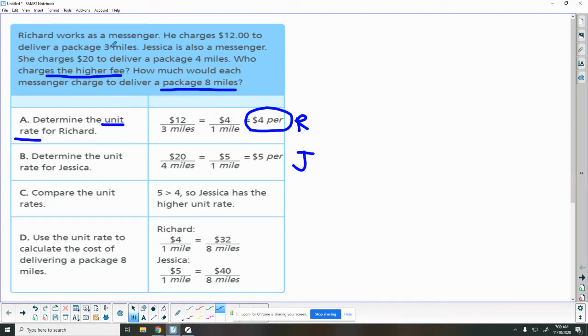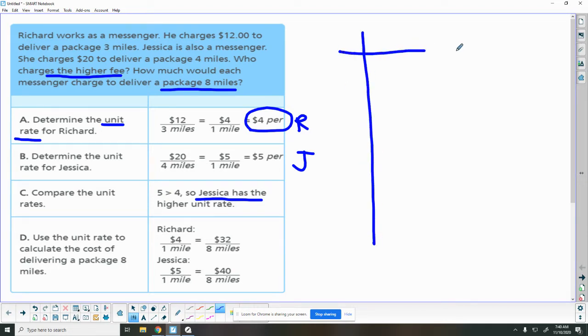So our first question asked, who charges more? Well, 5 is bigger than 4, so Jessica has the higher rate. So if you got to choose which messenger you could hire, I would pick Richard because I wouldn't have to pay as much. But Jessica is going to earn more money when they go the same distance. So every time they go 1 mile, Jessica gets $5, Richard only gets 4, and that's going to keep adding up. So I could even make this chart here.